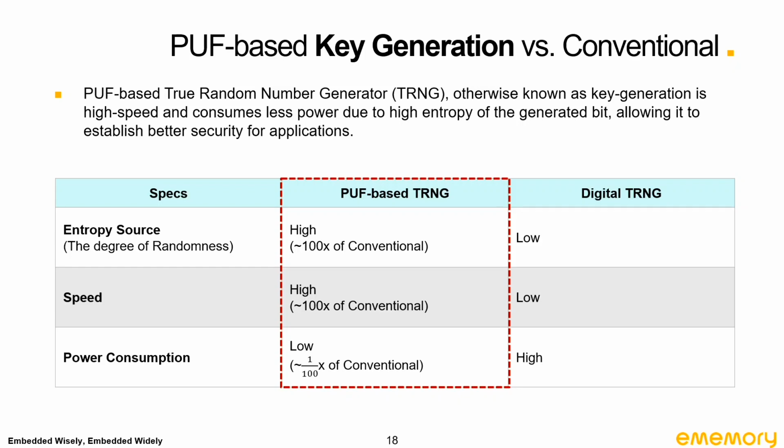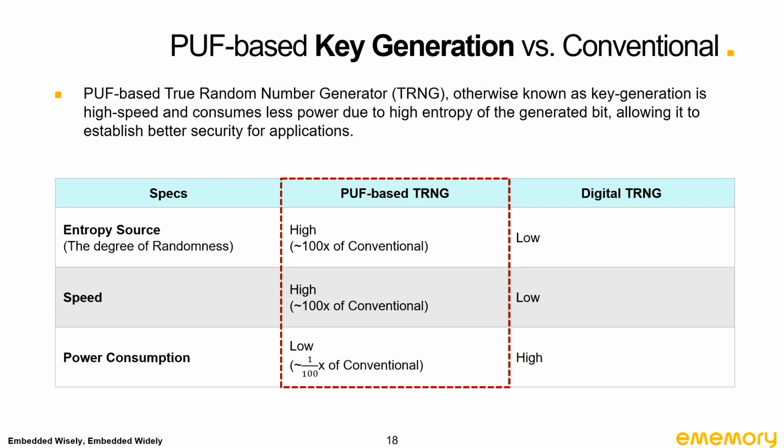The second advantage of our PUF-based TRNG is high speed. Another critical feature of TRNG is speed. PUF-based TRNG can generate a high volume of keys, about 100 times faster than conventional TRNG, because conventional TRNG requires a lot more post-processing, which slows the speed.